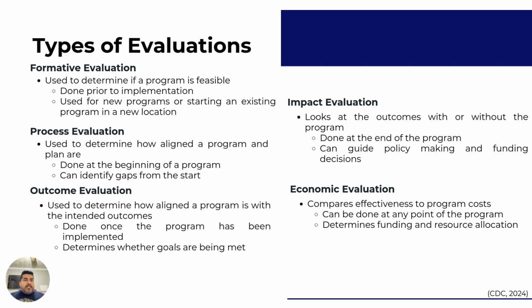The outcome is done at the end just to make sure, hey, what I planned to happen, did it actually happen? The impact is, hey, how did my program impact, and what were the outcomes of it with the program and then without the program? And then economic evaluation goes into how much did it cost compared to how much I was planning to spend, how much did it actually cost, or am I going to be able to initiate this program based on the funds I have? So it can determine that resource allocation and funding as well.